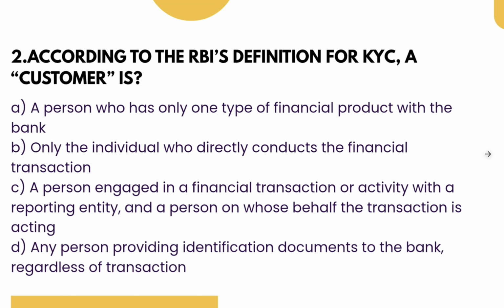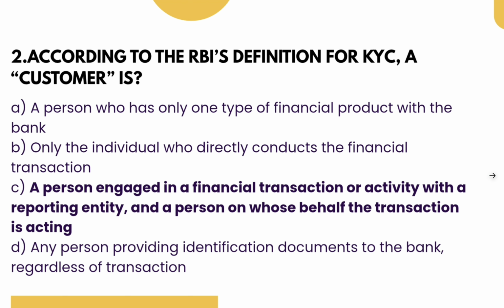The next question. According to the RBI's definition for KYC, a customer is a person who has only one type of financial product with the bank. Second option, only the individual who directly conducts the financial transaction. C, a person engaged in a financial transaction or activity with a reporting entity and a person on whose behalf the transaction is acting. And number D, any person providing identification documents to the bank regardless of transaction. And the answer is option C.